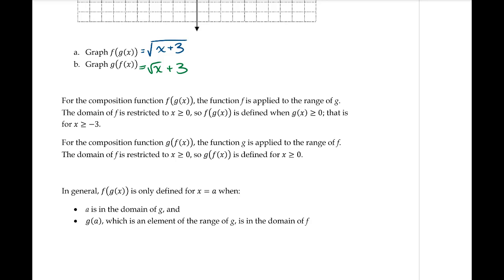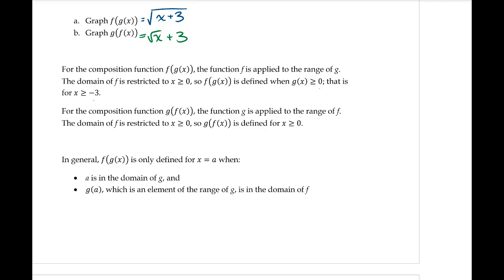That might be some convoluted language, but basically we're saying that because we know the restriction of our function f, we can apply that to our restriction on what we can use from g of x. And if we define that, well, g of x is greater than 0 when x is greater than -3.